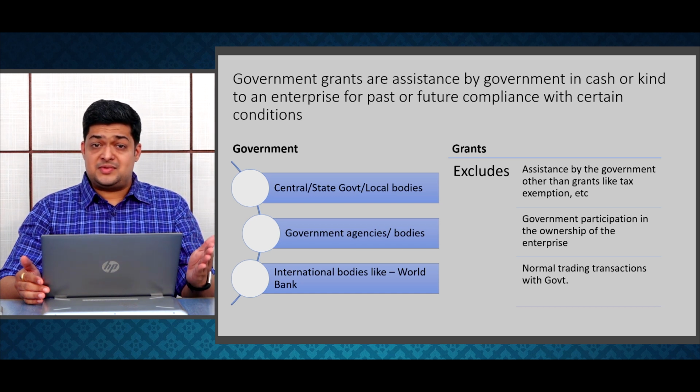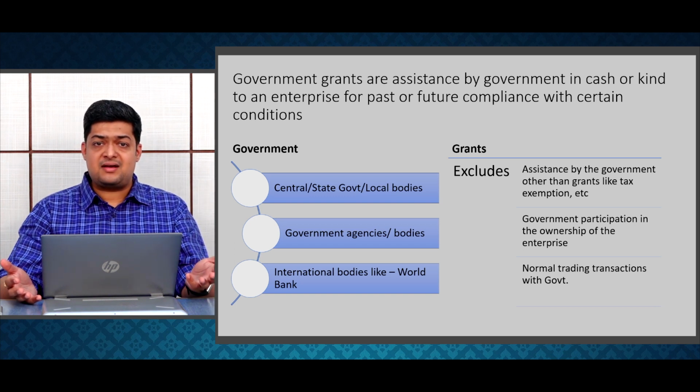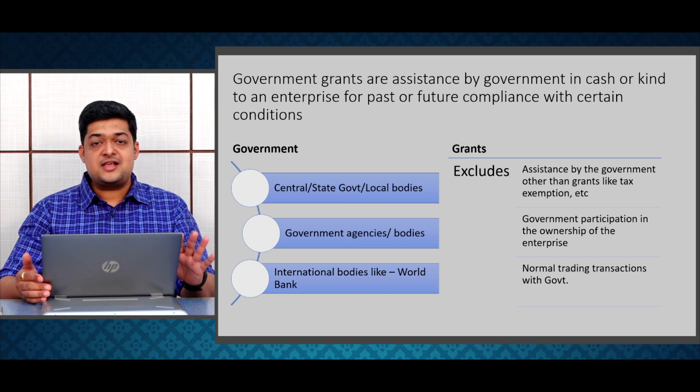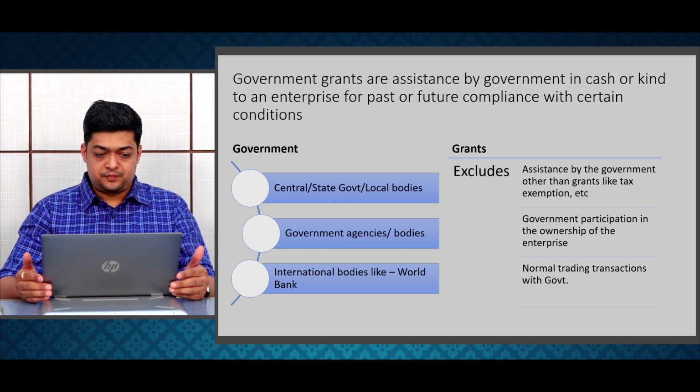And sometimes even some international bodies give grants or subsidies, like USAID, or for example sometimes the World Bank gives funding to certain projects in the form of grants. All these are governments: central government, state government, local body, government agencies, even international bodies. All these are called government for this purpose.